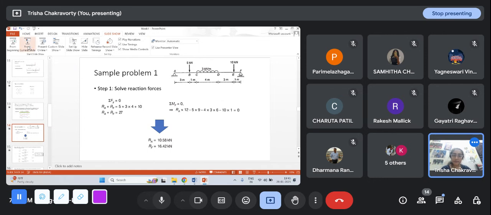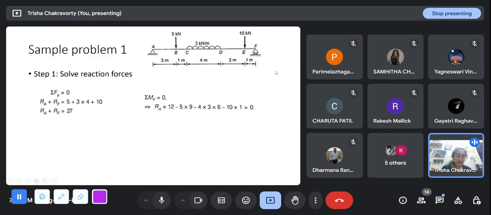Basically, when we have a uniformly distributed load and we are taking the moment about some point, this is expressed in kilonewton per meter, and you know the length over which it acts, so you know the total force, which is 12 kilonewton here. And to take the moment about any point, it is statically equivalent to take the force lumped at the midpoint of this application area.